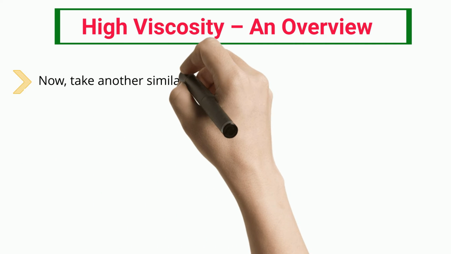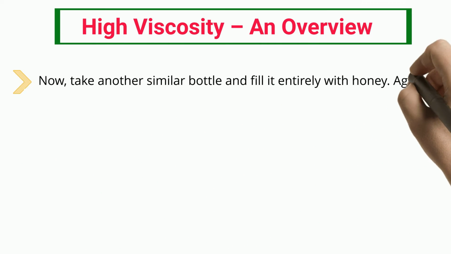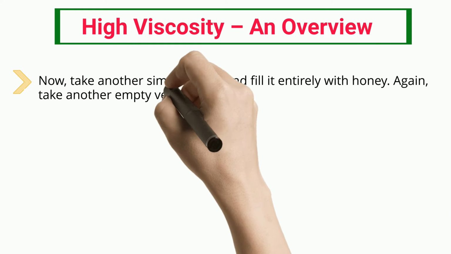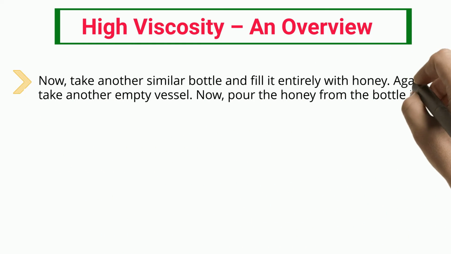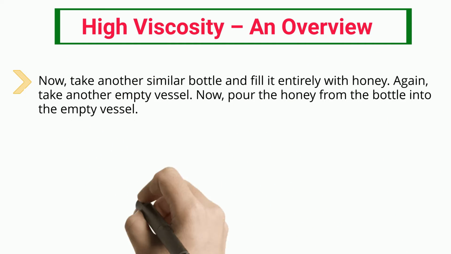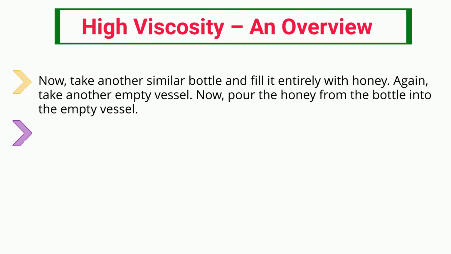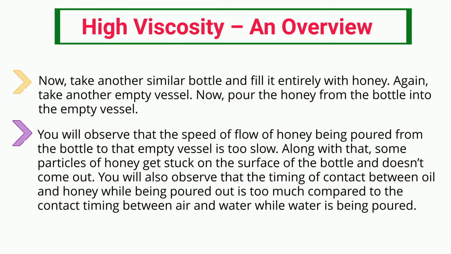Now, take another similar bottle and fill it entirely with honey. Again, take another empty vessel. Now, pour the honey from the bottle into the empty vessel. You will observe that the speed of flow of honey being poured from the bottle to that empty vessel is too slow. Along with that, some particles of honey get stuck on the surface of the bottle and don't come out.